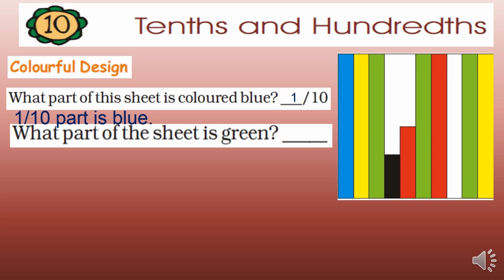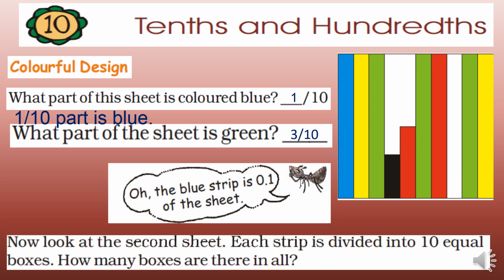What part of the sheet is green? So out of 10 equal parts, you can see there are a total of 3 green strips. So it is 3/10, or 3/10 part is green. The blue strip is 0.1 of the sheet.